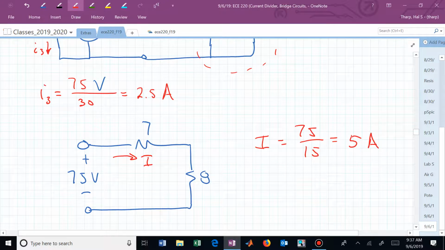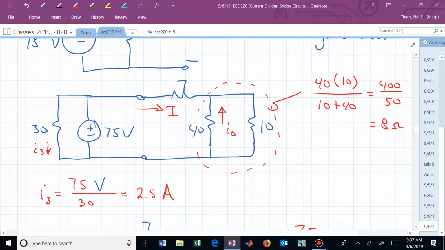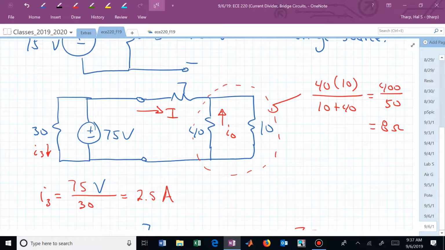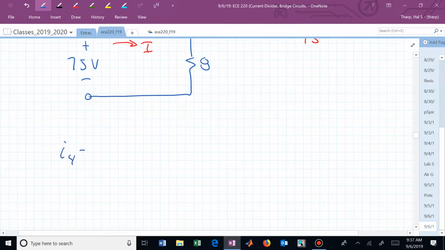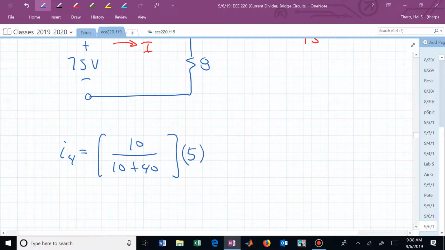If that's I, we now know how to divide I and obtain this I sub 4. We use our current divider in that rightmost piece of our circuit. I sub 4 is 10 over 10 plus 40 times the I that we just found, which was 5. This is now 10 over 50, or 1/5 of 5. This is now 1 amp.